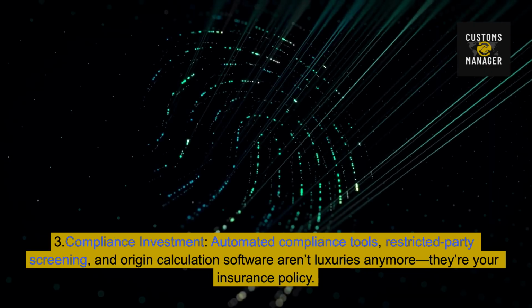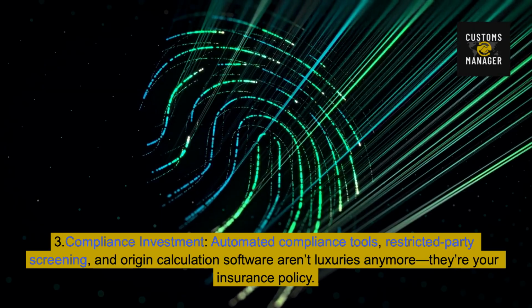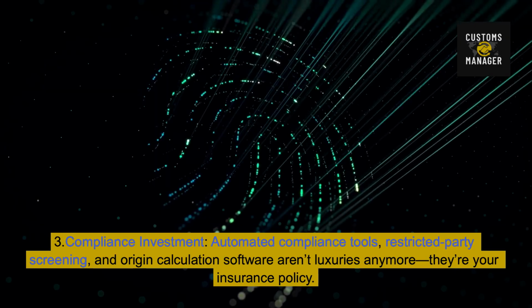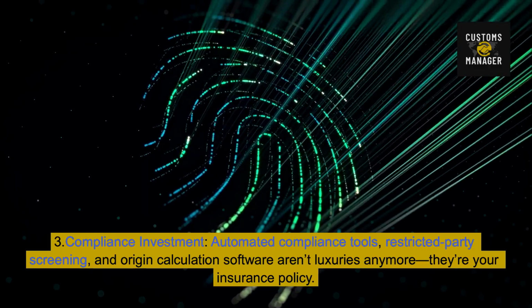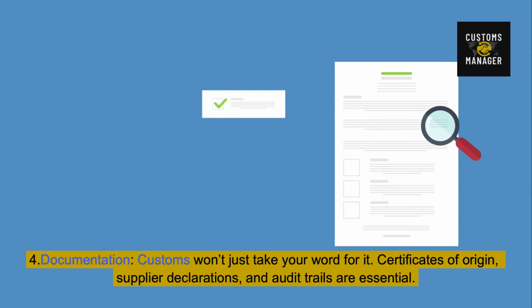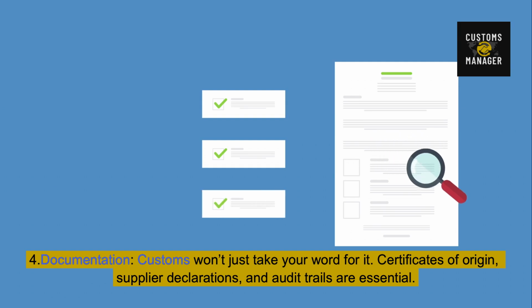Three, compliance investment. Automated compliance tools, restricted party screening, and origin calculation software aren't luxuries anymore, they're your insurance policy. Four, documentation. Customs won't just take your word for it. Certificates of origin, supplier declarations, and audit trails are essential.